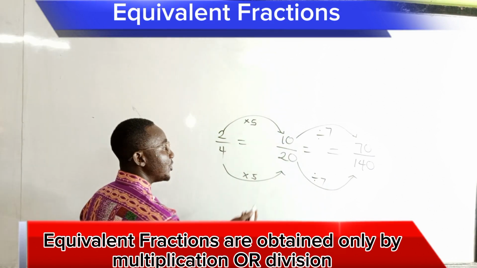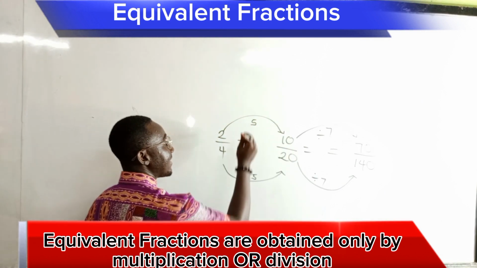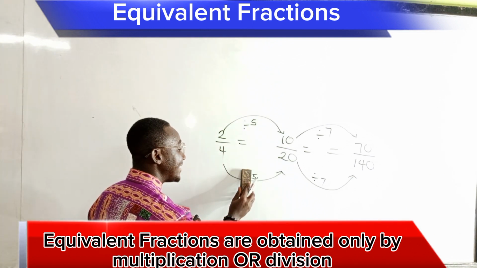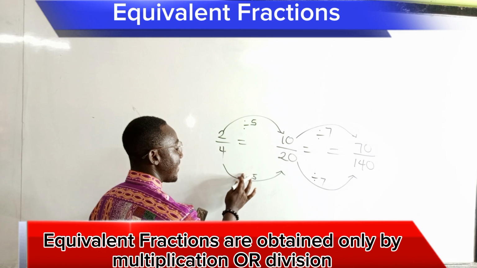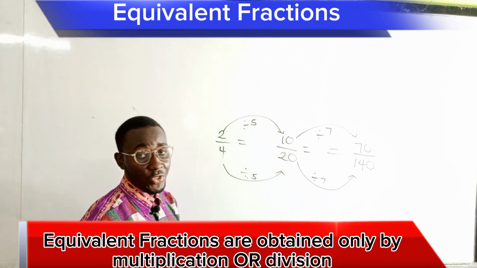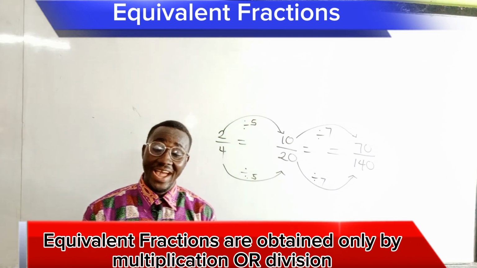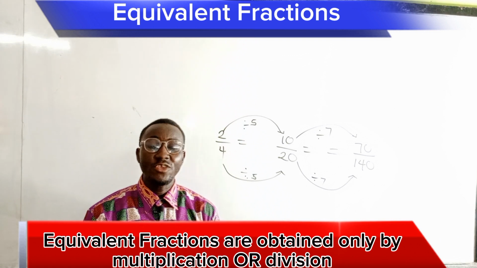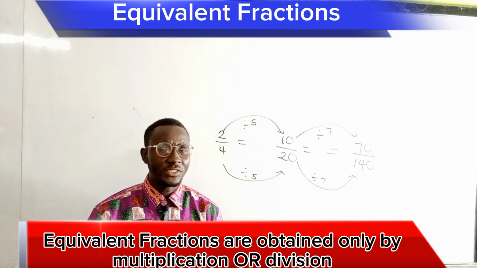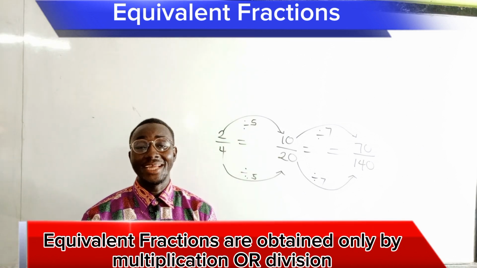Well, if you divide the 10 over here by 5, you are going to get 2. And then if you divide the 20 by 5, you are going to get 4. So on this note, we can realize that there are 2 ways to identify equivalent fractions. It's either you multiply or you divide. Please don't add or subtract. You can multiply or you can divide.